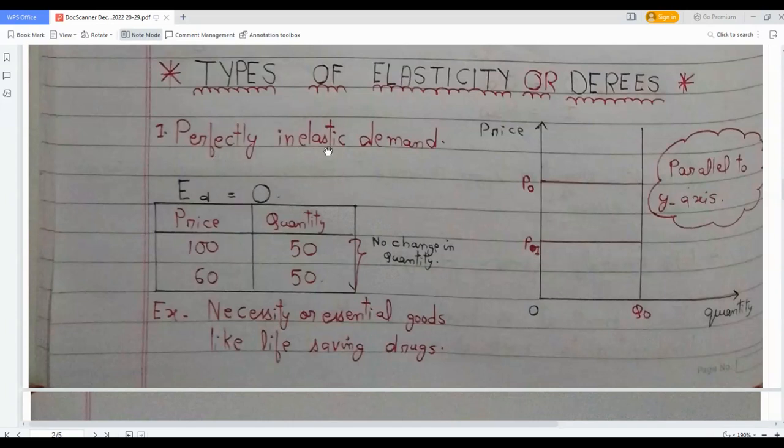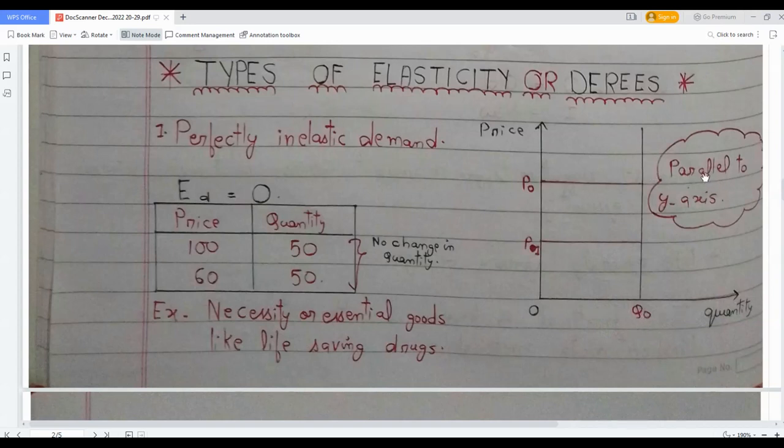First one is perfectly inelastic demand. Now what is perfectly inelastic demand? Perfectly inelastic demand means that whatever the price, the consumer who is consuming a specific quantity will consume only that at any price. Let's take the example of necessity or essential goods like life-saving drugs, like medicine. If a consumer is in need of medicine, at whatever price, he will buy that medicine, and a specific quantity. It's not that at price one he will buy this quantity and at price zero he will buy that quantity. This doesn't happen. He will buy a specific quantity at any price.